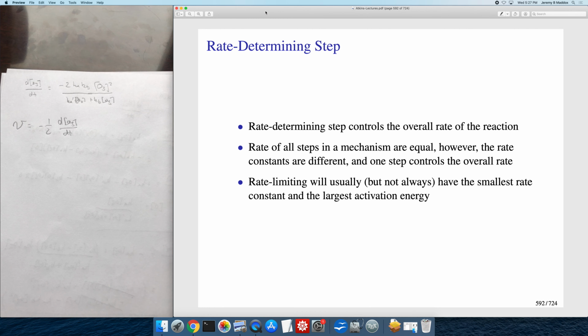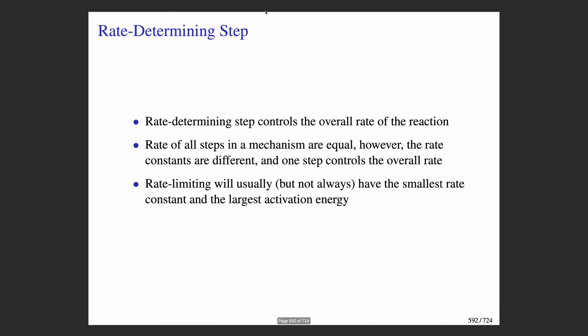We'll move on to the next concept here, the idea of a rate determining step. The notion here is if you have a number of elementary steps in your mechanism, it's the slowest step that determines the overall reaction rate. So the chemical reaction can proceed no faster than the slowest step, and more technically, we should say the step with the smallest rate constant, at least usually.